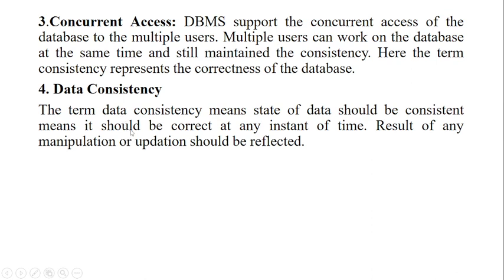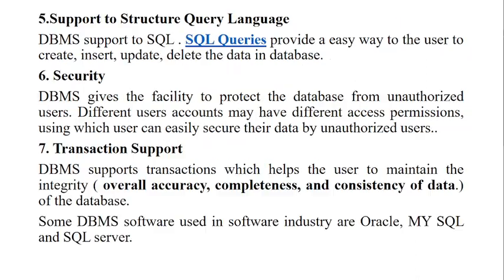For example, now I am accessing the database of an MSc first year student, and there is one student whose register number is 1 and whose initial marks are 45. If I update those marks from 45 to 60, then the next time any other user accesses the same database, the data should show the updated 60 marks. So this is data consistency.